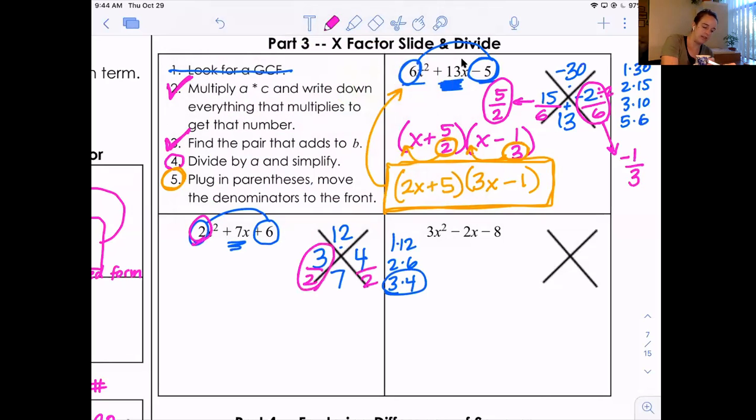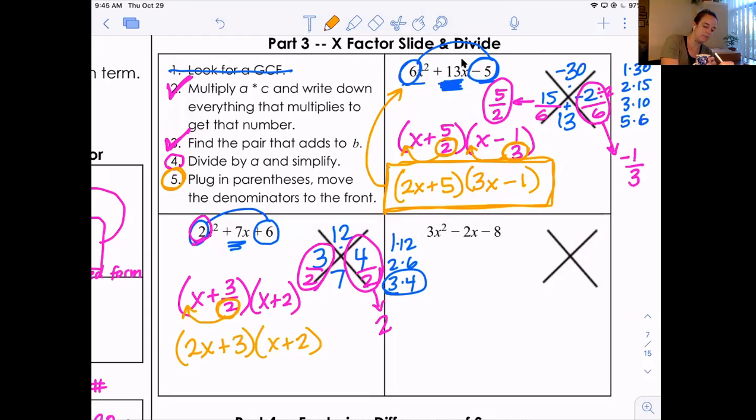And I'm going to simplify these if I can. I can't simplify 3 halves. So I have x plus 3 halves. And then 4 over 2 simplifies to just 2. So I'd have x plus 2, like that. And then if I have anything that is in a denominator, I'm going to bump it up front. So this would be 2x plus 3 times x plus 2. Just like that. And that is my final answer.